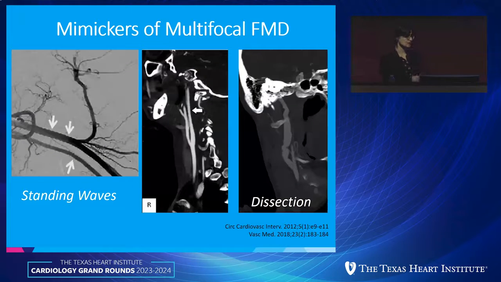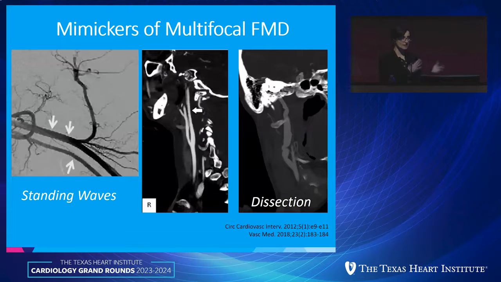Now, there's some important mimickers that you should be aware of. Really, vasospasm or standing waves, and I have a few examples here, both on catheter-based angiography as well as CTA. You can see that the beading, quote unquote, in these images are very regular in their distribution and their size. That is vasospasm. That's the giveaway for that. And if you administer a vasodilator, it will normalize. But important to know, you can also see this on CTA and MRA, so it can be an important mimicker to be aware of.